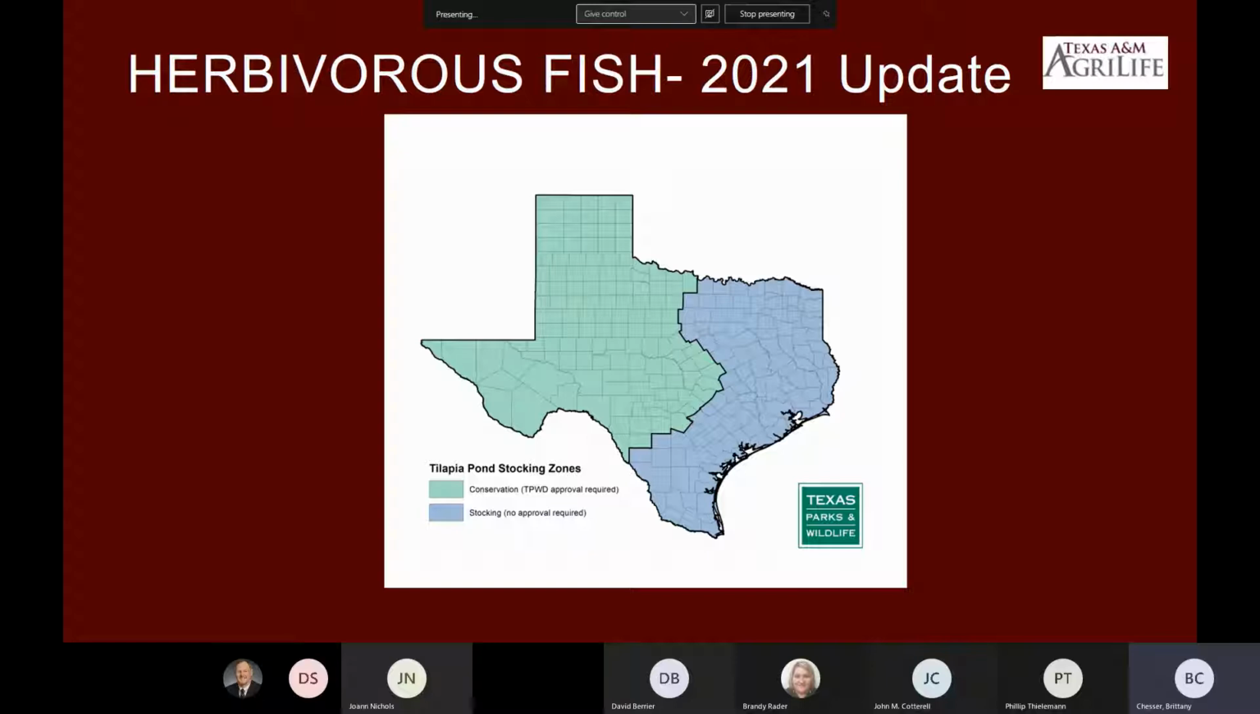And all of these species, again, are still very cold intolerant and will die when the water temperature is below 55 degrees Fahrenheit still. So this really is just helping the sellers.